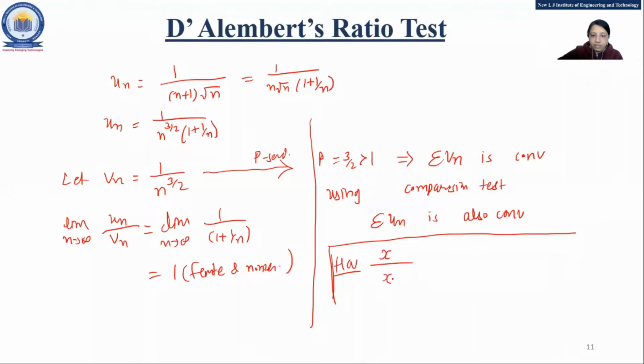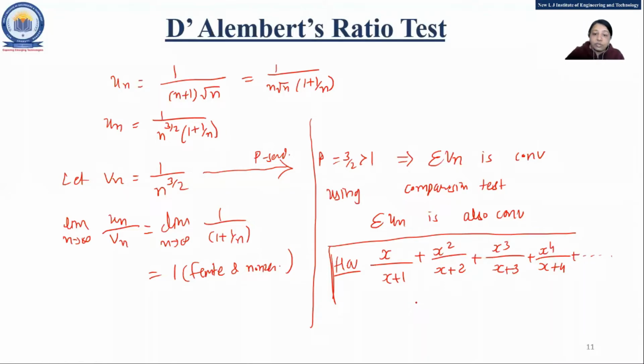x upon x plus 1, that compulsory you need to solve by yourself. x plus 2, x cube upon x plus 3. So the series is a simple one, right? First you need to convert it into the generalized form, okay, and then you have to apply the D'Alembert's ratio test.